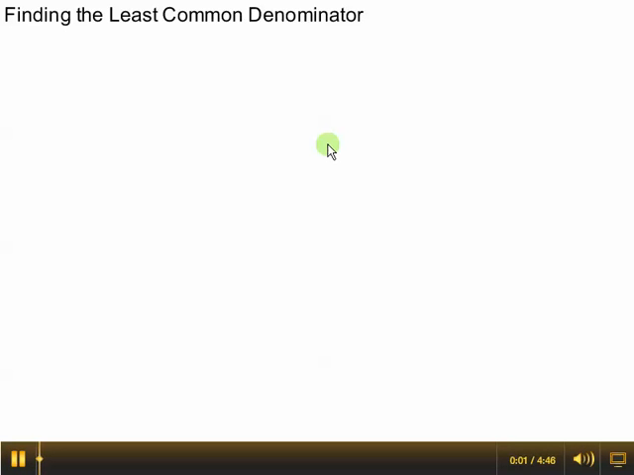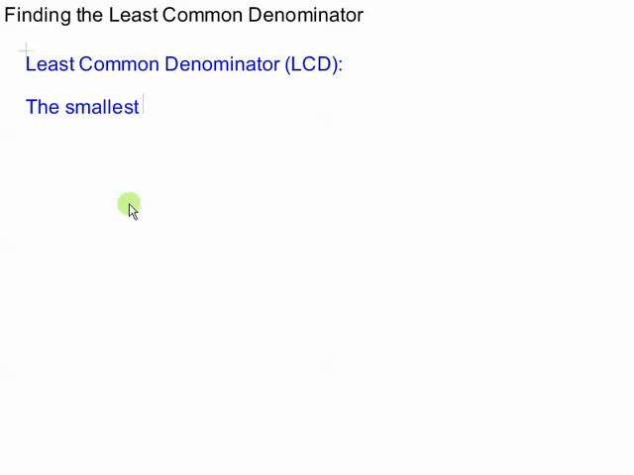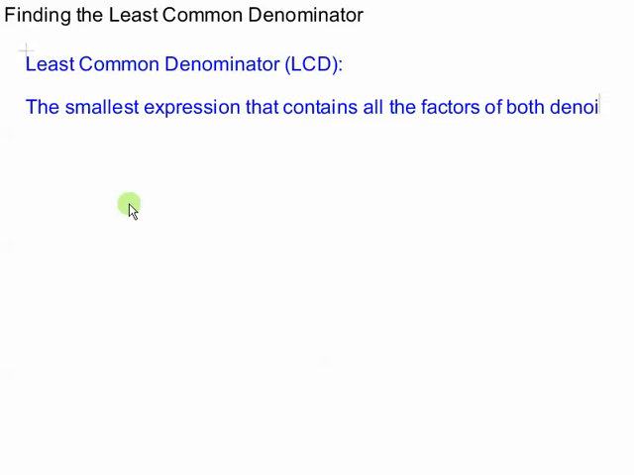Okay, so before we look at finding the least common denominator between two fractions, we should probably define what the least common denominator is. We typically call the least common denominator LCD for short. And what it is, it's the smallest expression that contains all the factors of both denominators.